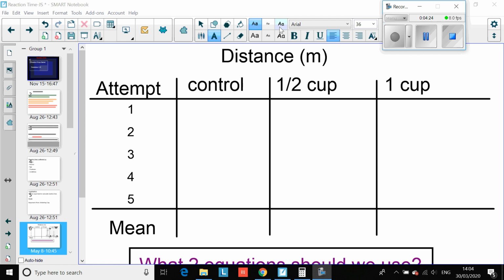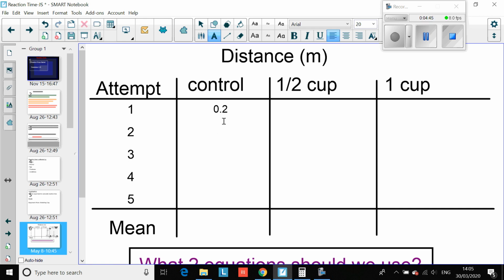And the first time, you're going to do this without any kind of substances in your body, so you can do that as a control. So if you drop it, let's just say for example it falls 20 centimeters. Because we have to do the distance in meters, that would be 0.2 meters.